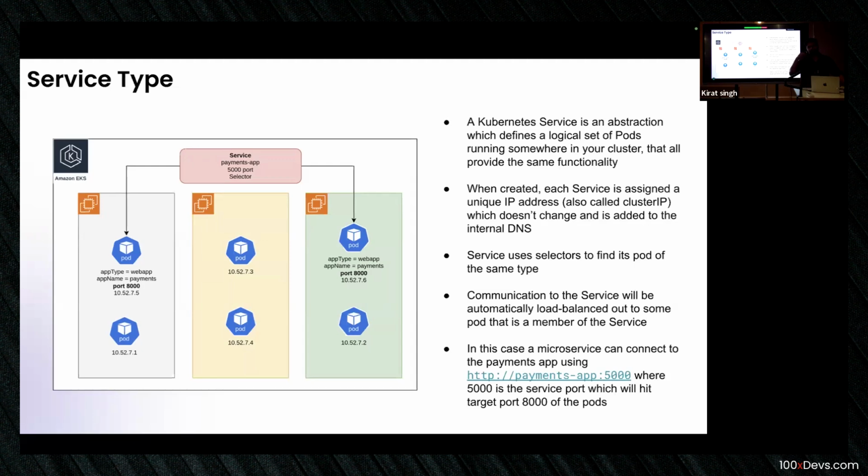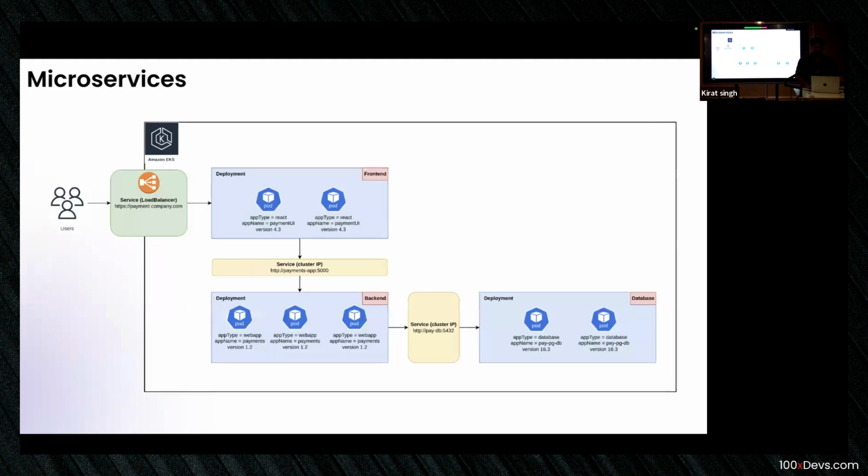It's not HTTP. Postgres has its own protocol. So it'll be like psql, the name of the service, which is Postgres 5432, and you provide your credentials or database name and all. Okay. Yeah. So this is how the Kubernetes thing works.